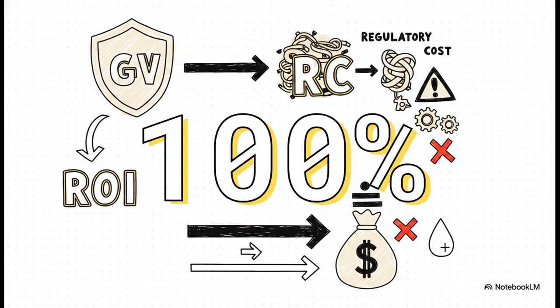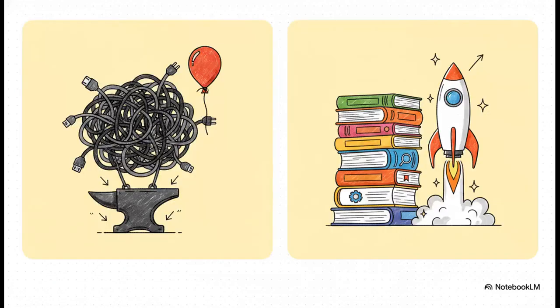To maximize your ROI, you have to do 2 things at the exact same time. You've got to shrink your regulatory build costs, your RC, without sacrificing even a drop of your governance value, your GV. The reality is most companies completely fail at that formula because they get stuck in what we call a narrow compliance profit. They try to build their compliance infrastructure from scratch every single time they deploy a new AI system. And what happens? Custom documentation and bespoke audit trails absolutely inflate their regulatory cost.